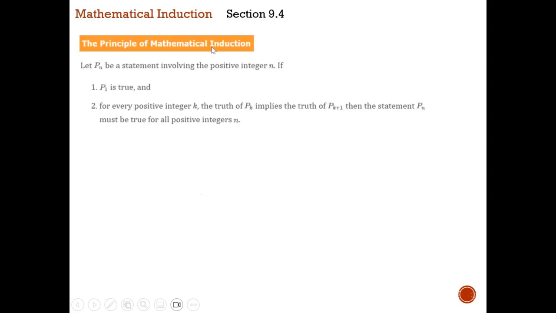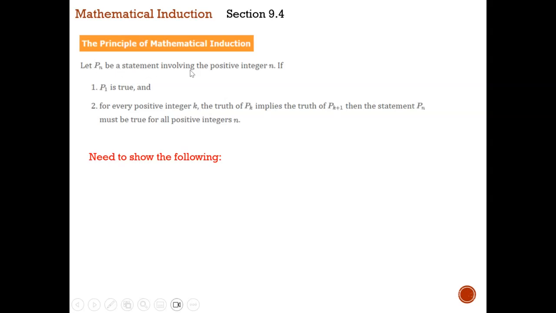Now comes 9.4. Hey guys, for 9.4, I only did 2 examples, and I know it's already past time. But I only have 2 examples, and this is very important, guys, because a lot of students didn't know how to do mathematical induction. Hey guys, here's what you do.